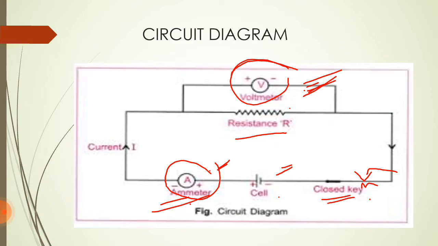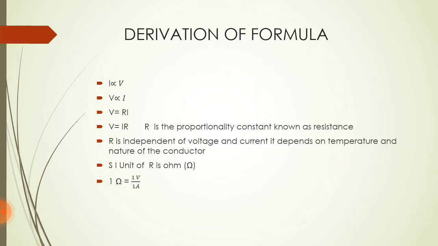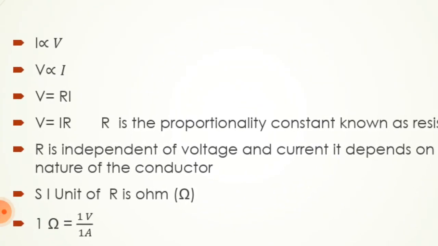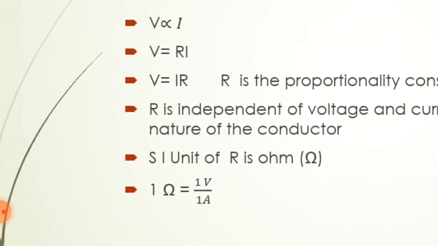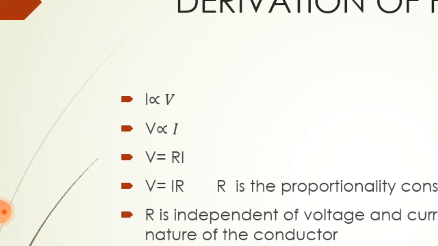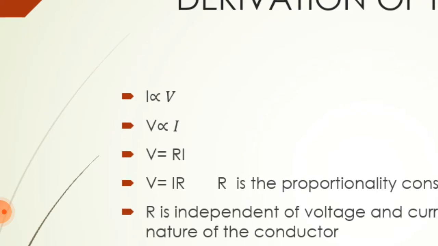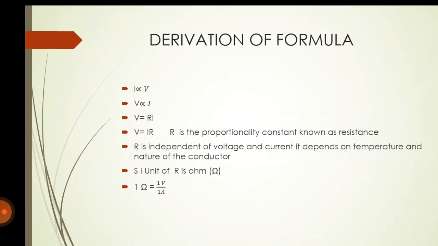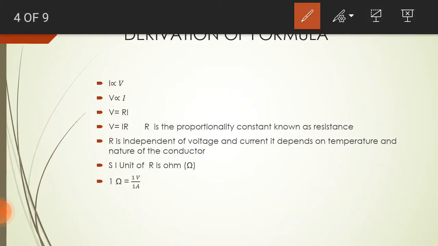Let us write the formula. According to Ohm's law, the current through a conductor is proportional to the potential difference. So I is proportional to V, or we can write V is proportional to I. You know in mathematics, to make any proportionality an equality, we multiply by a constant. Here that constant we will write as R, and we will call it resistance.